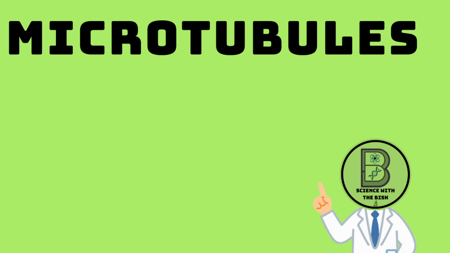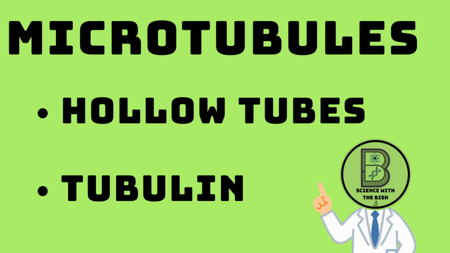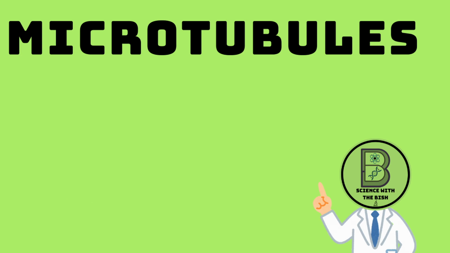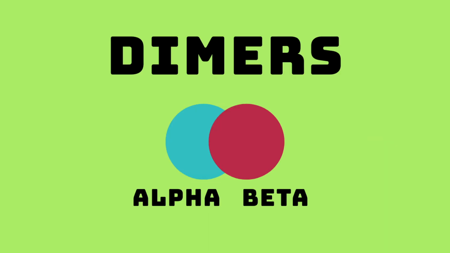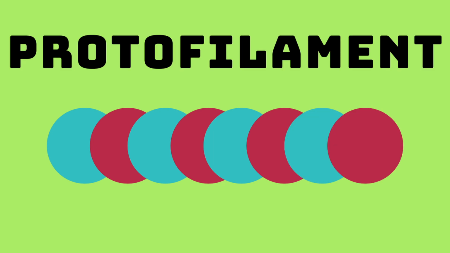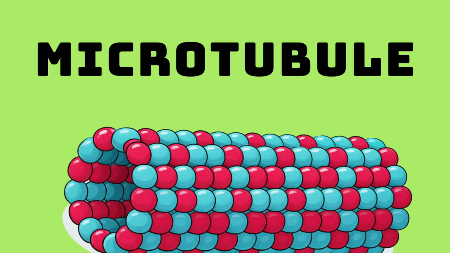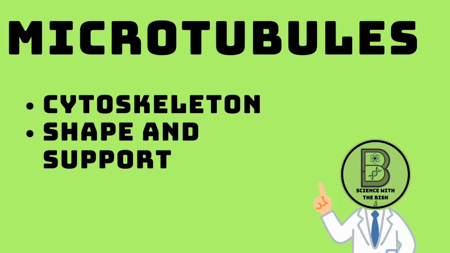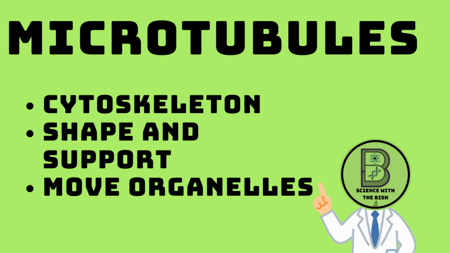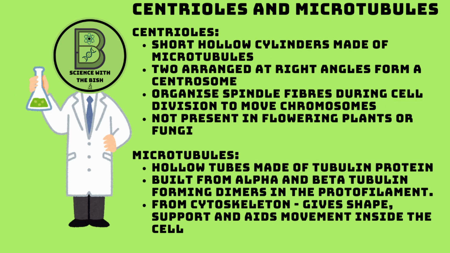Microtubules, on the other hand, are hollow tubes built from tubulin protein. Each microtubule is made when alpha and beta tubulin molecules join to form dimers, which then link together into long chains called protofilaments. 13 of these form a cylinder, and there you have a microtubule. They make up the cell cytoskeleton, provide both shape and support, and help with the movement of organelles. Here's a summary of centrioles and microtubules.